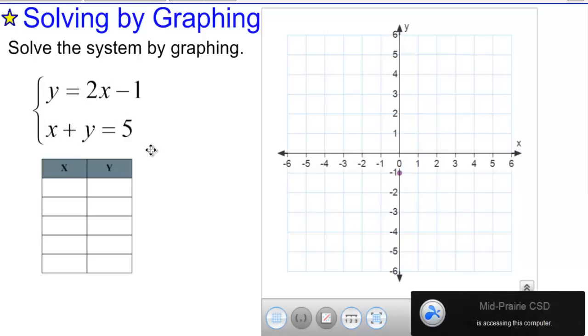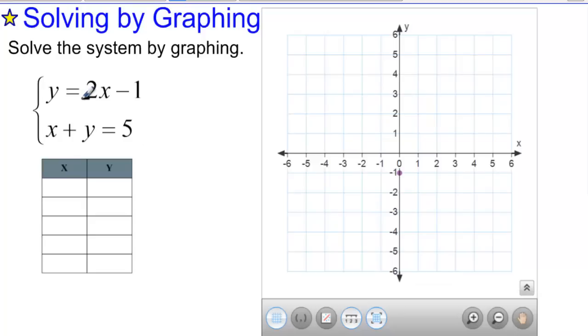So if I want to think about this, I can put 2 over 1, and so that's telling me that I'm going to rise up 2 for every 1 that I go to the right. So from my y-intercept, I'm going to go up 2 and go 1 to the right. And now if I draw a line through those 2 points, that line is going to be the graph of that first equation. Now my second equation here is not written in slope-intercept form.